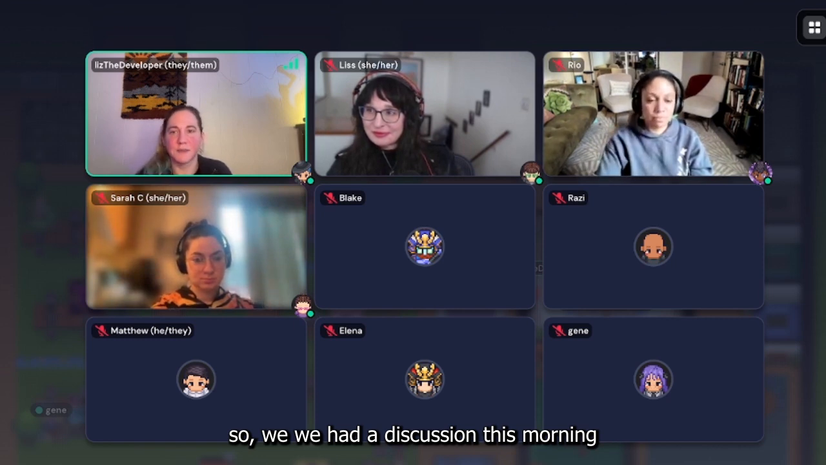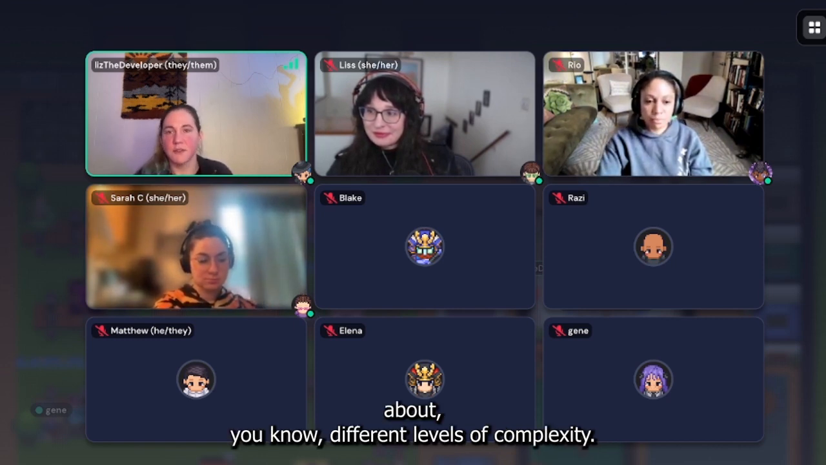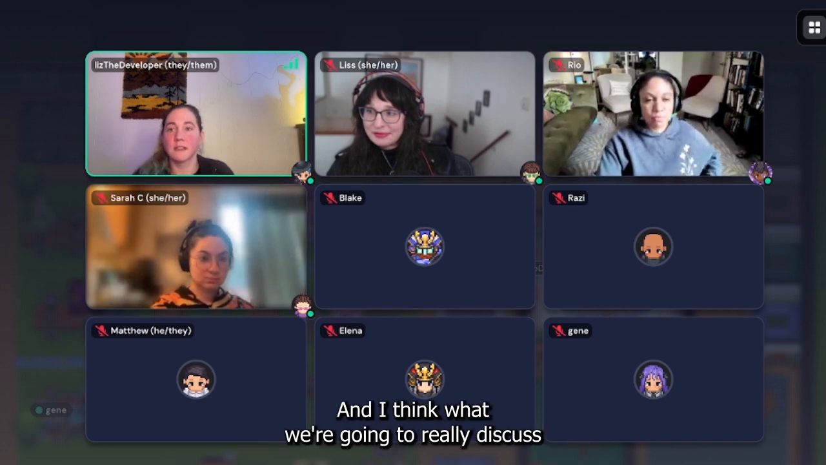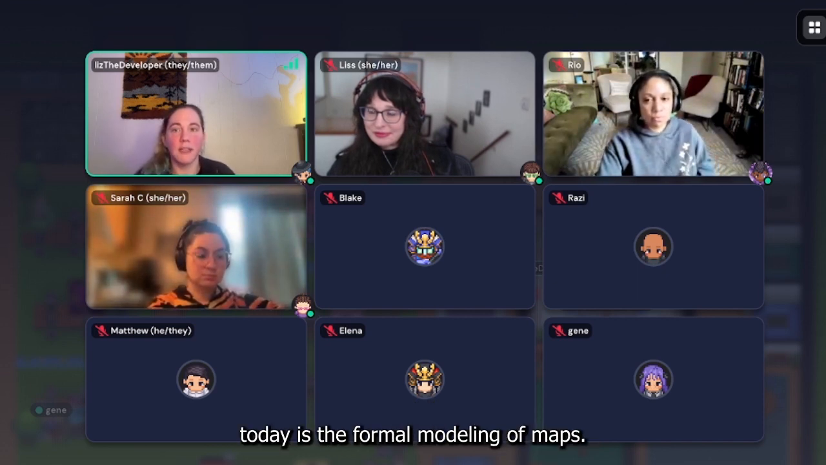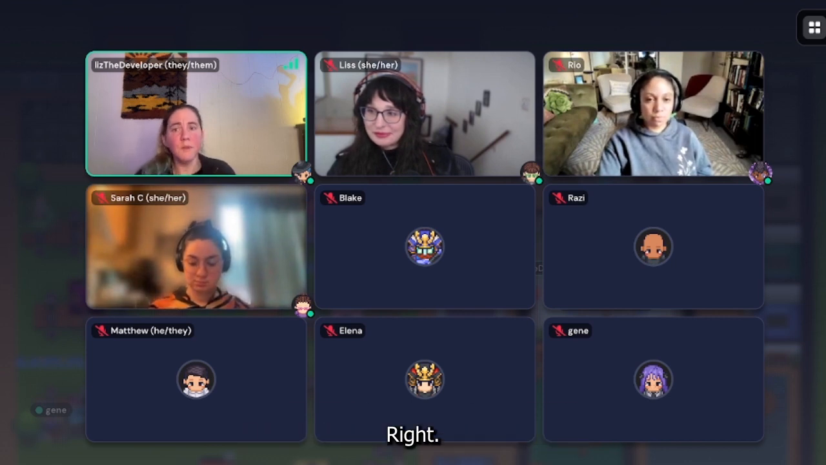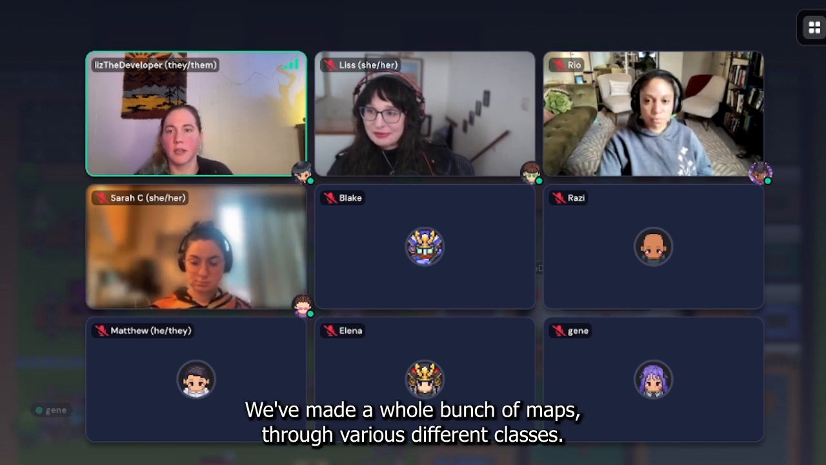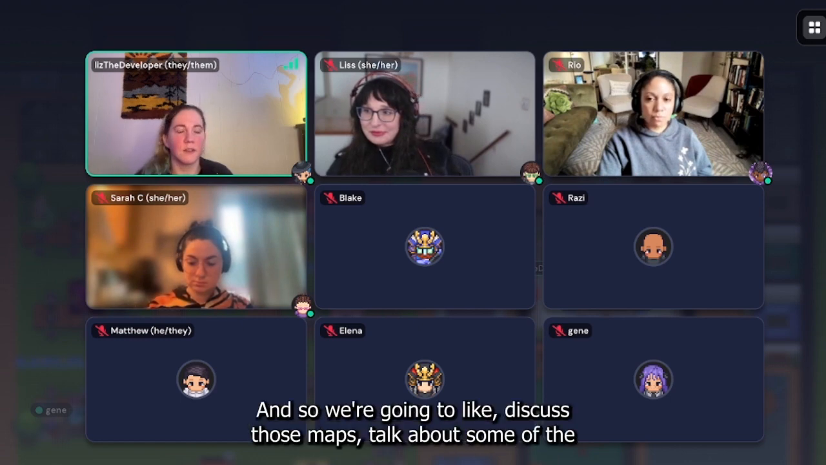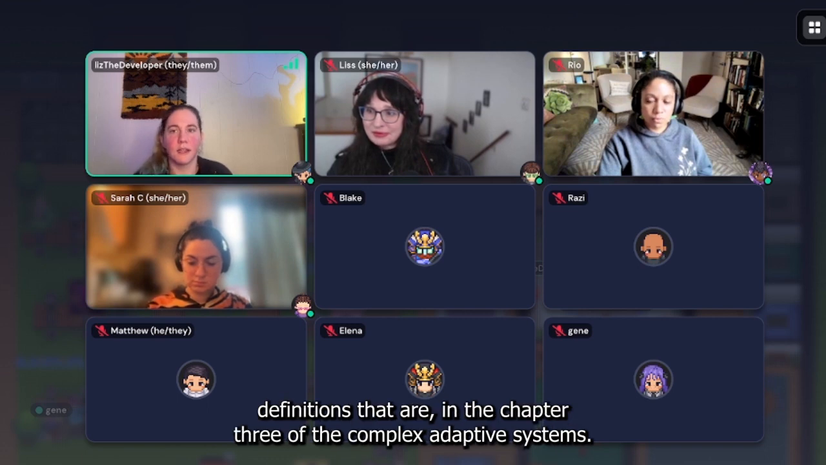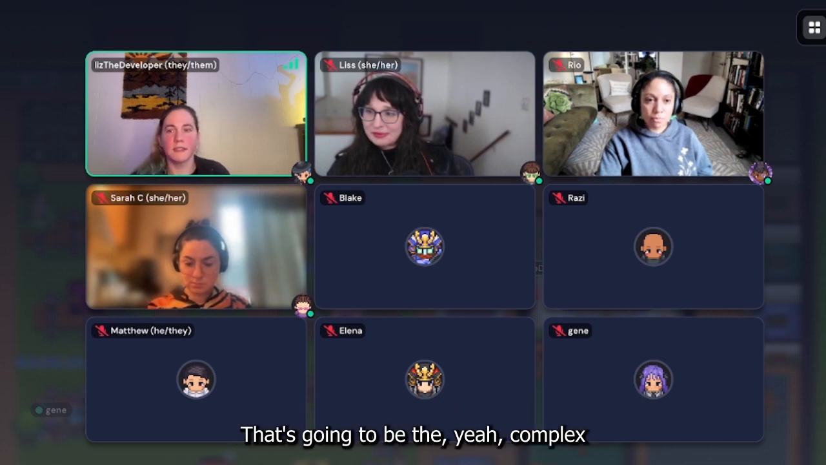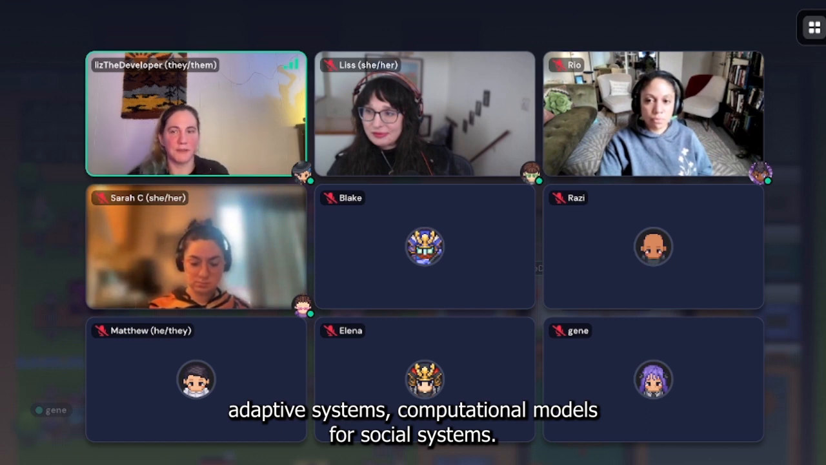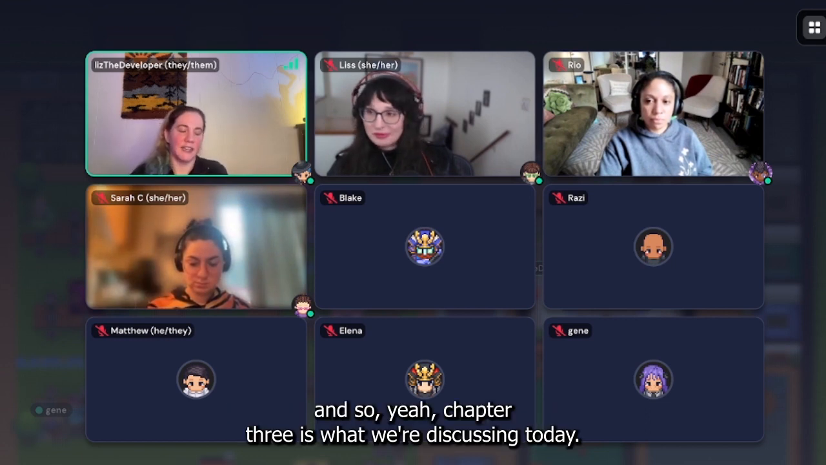We had a discussion this morning about different levels of complexity. And I think what we're going to really discuss today is the formal modeling of maps, right? We've made a whole bunch of maps through various classes that we've done here. So we're going to discuss those maps and talk about some of the definitions in chapter 3 of the Complex Adaptive Systems book, Complex Adaptive Systems: Computational Models for Social Systems. Chapter 3 is what we're discussing today.